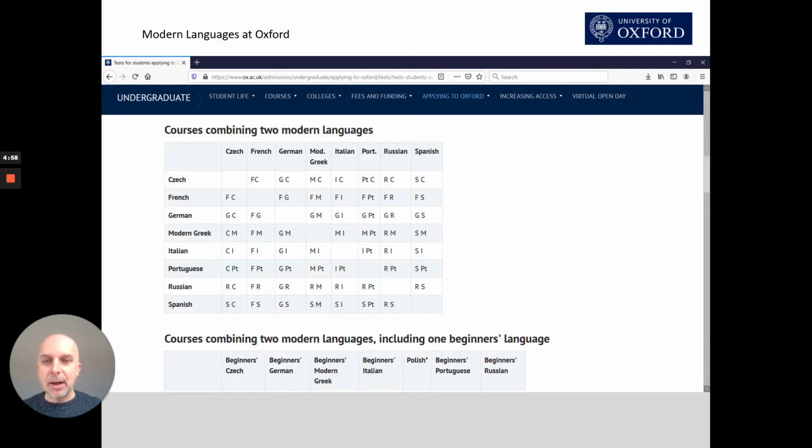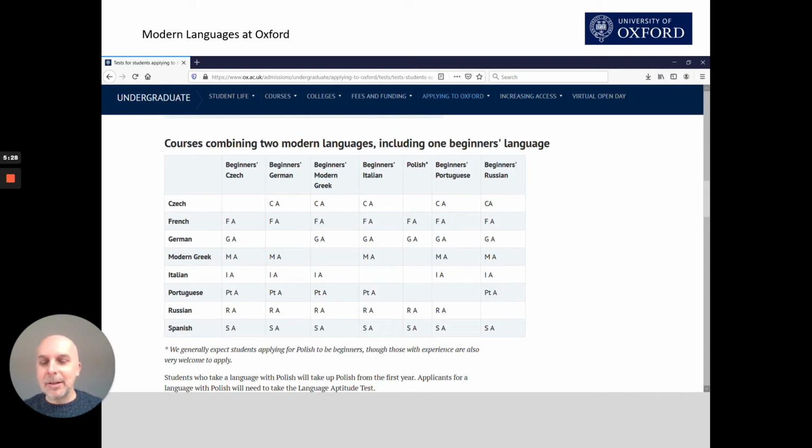So on the website, it presents it all in the form of tables. So you find which table is you. So for example, if you're a course combining 2 modern languages, such as say French and Spanish, then you would look at this table, courses combining two modern languages. You would look up on the table the point where French and Spanish connect, and we see that the tests you need are test F and test S, which the key will explain is a test in French and a test in Spanish.